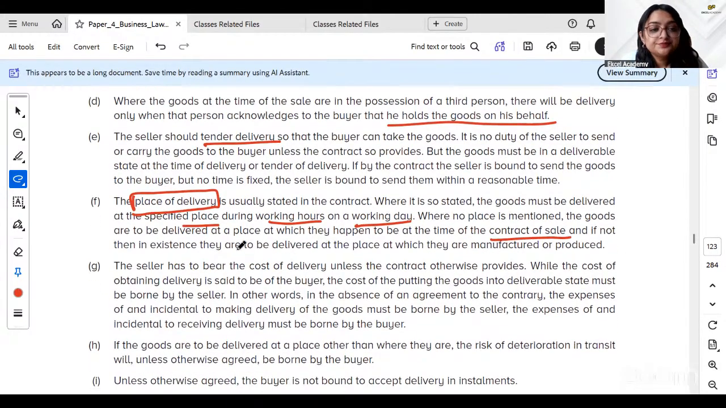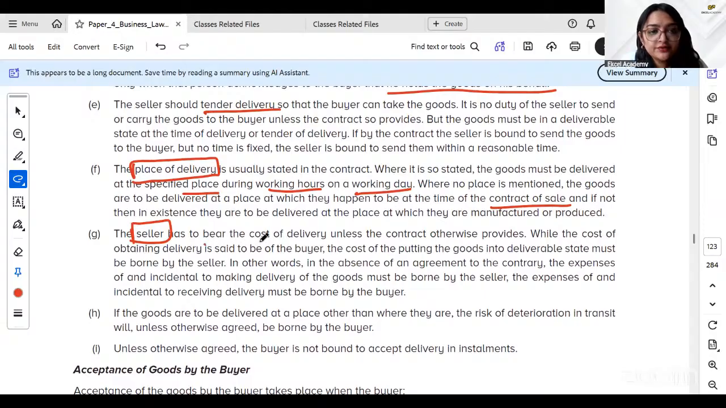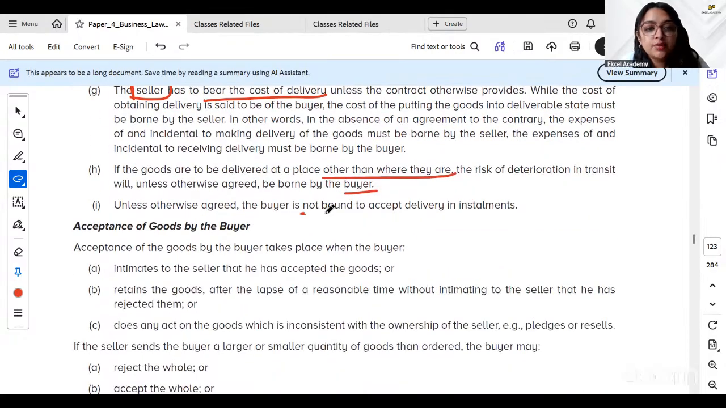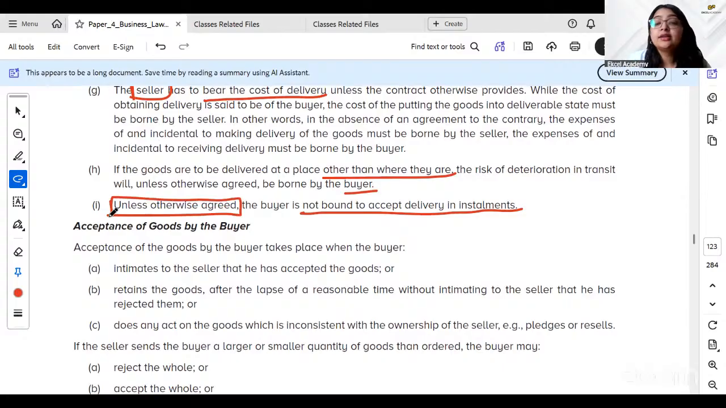Next, the seller has to bear the cost of delivery, while the cost of obtaining delivery is that of the buyer. If the buyer has agreed to obtain the delivery, the cost will be on the buyer, but otherwise the seller has to bear the cost. If goods are delivered at a place other than where they are supposed to be delivered, then the risk of deterioration in transit will, unless otherwise agreed, be borne by the buyer. And the buyer is not bound to accept delivery in installments unless otherwise agreed. What was the agreed example that we saw? Delivery of milk.